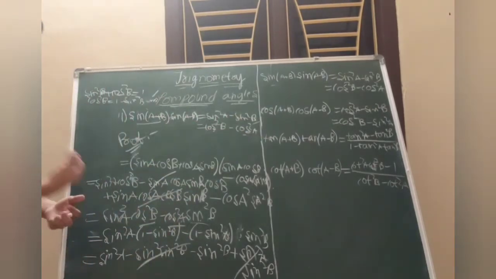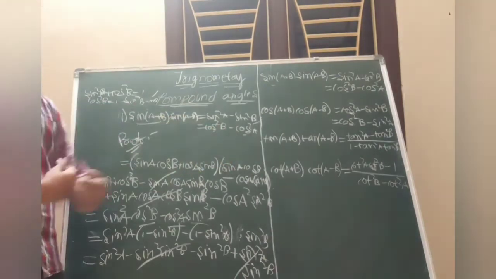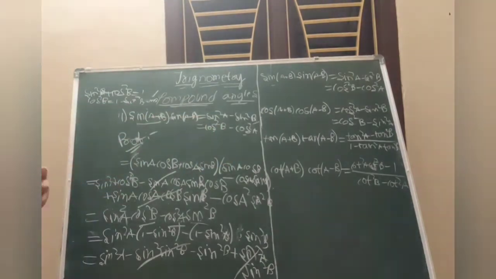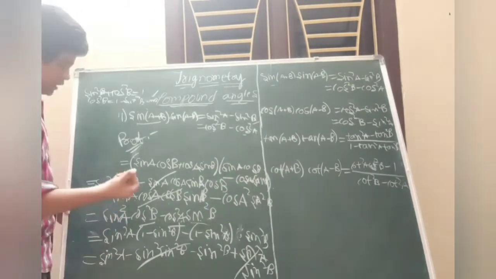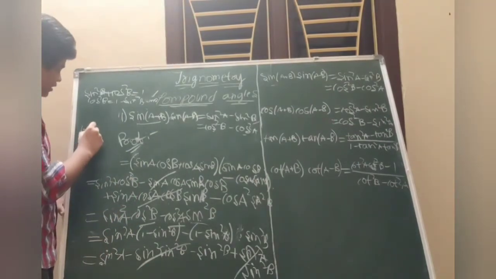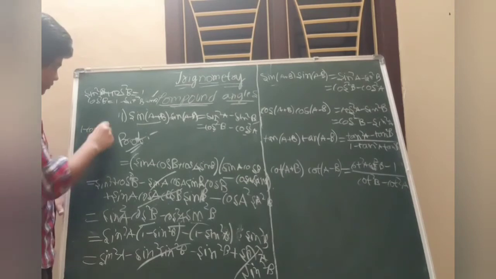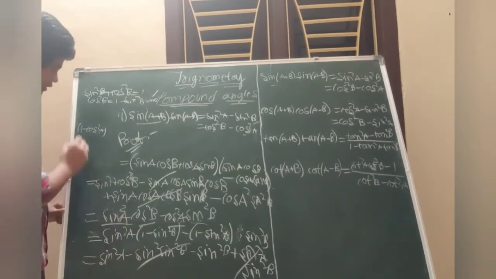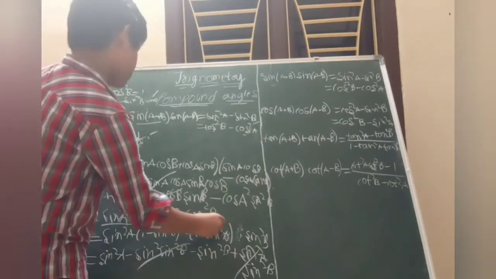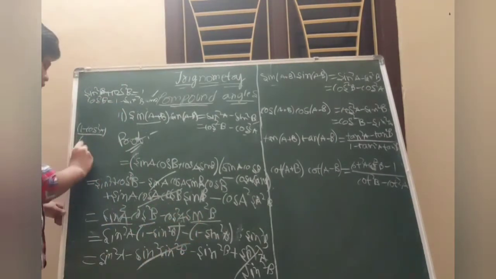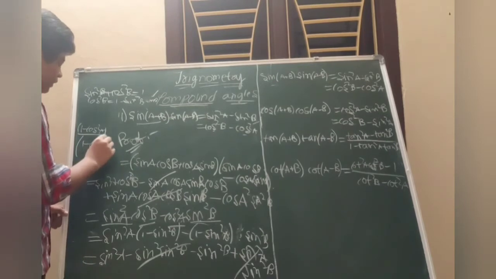In the same way, you can also find cos square B minus cos square A, but in the place of sin square A you have to write 1 minus cos square A, and in the place of sin square B you have to write 1 minus cos square B.